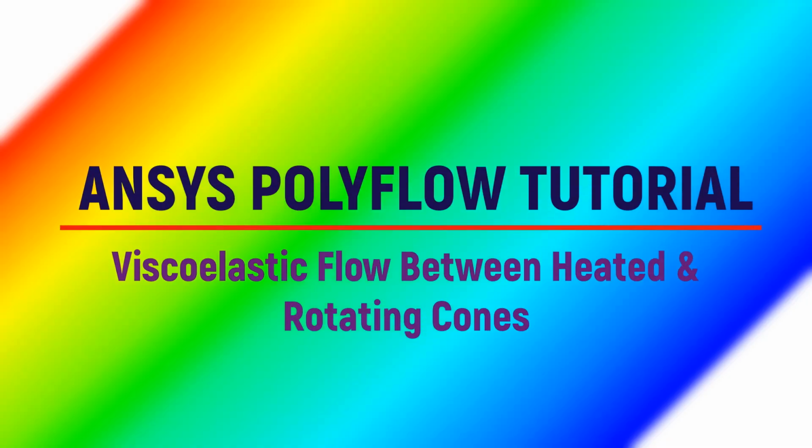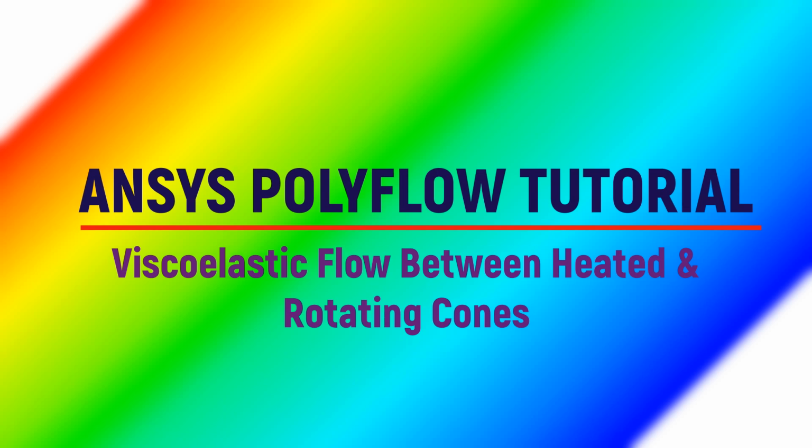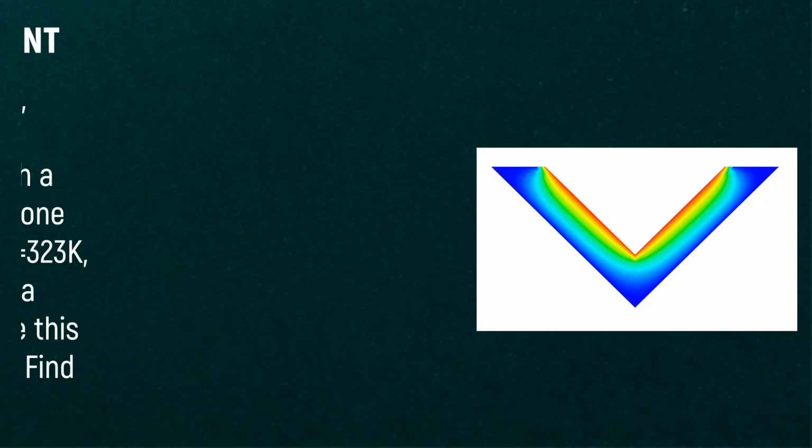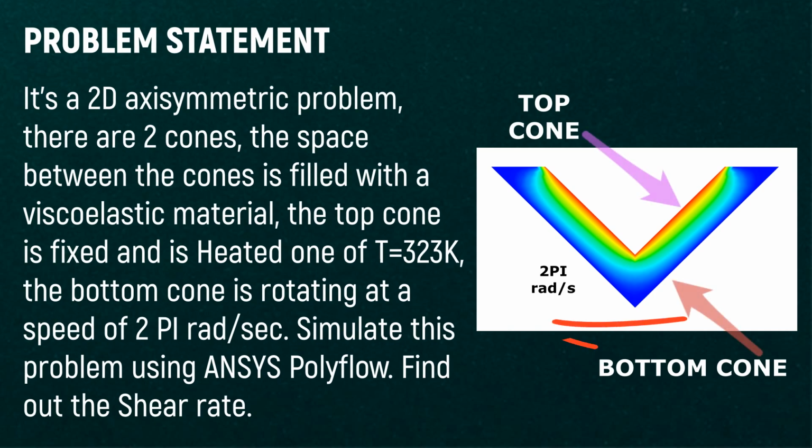In this video, we are going to analyze a Polyflow simulation of a viscoelastic flow material which is placed in between two cones. It is a 2D axisymmetric problem. There are two cones. The top cone is fixed and the bottom cone is rotating at a speed of 2 pi radian per second.